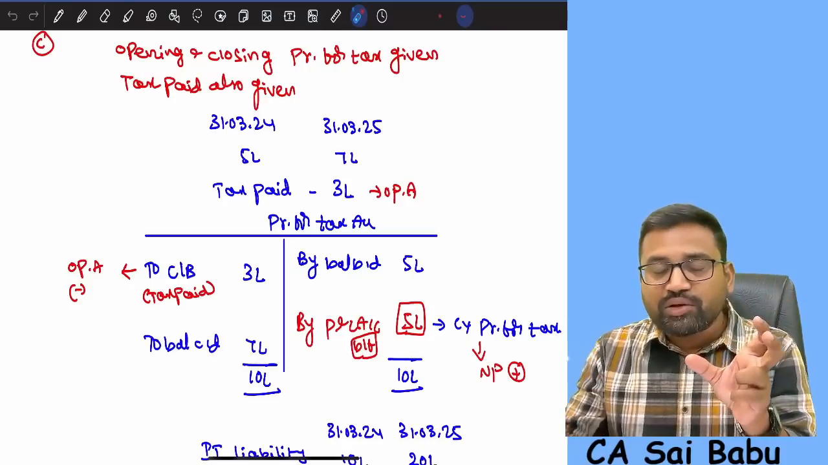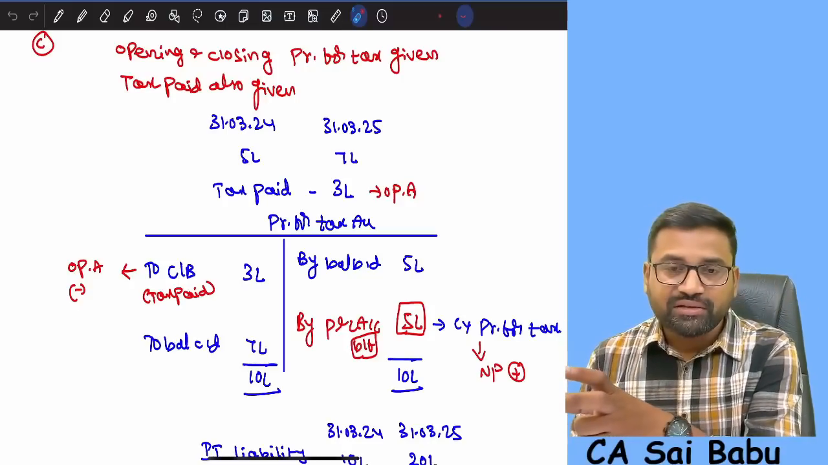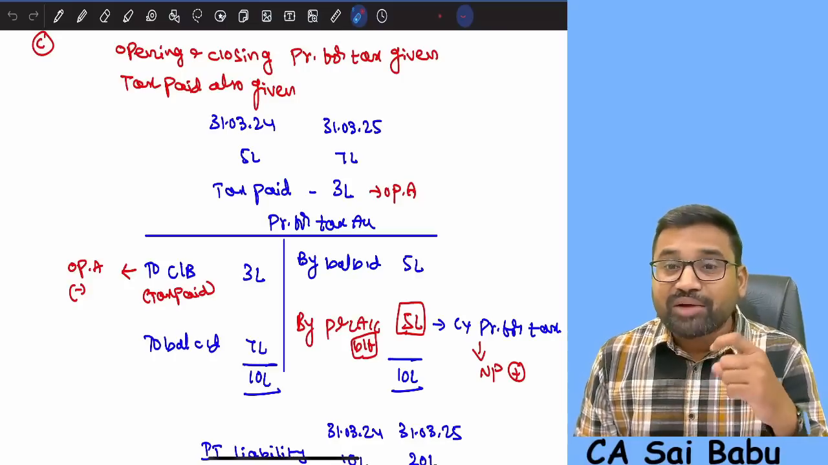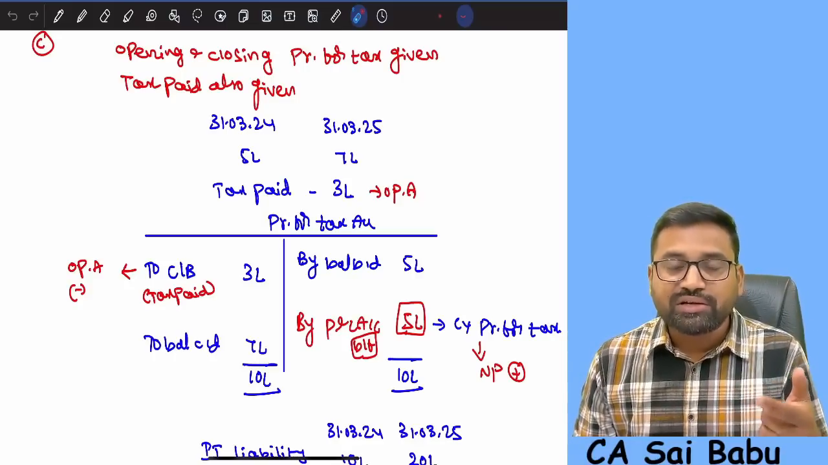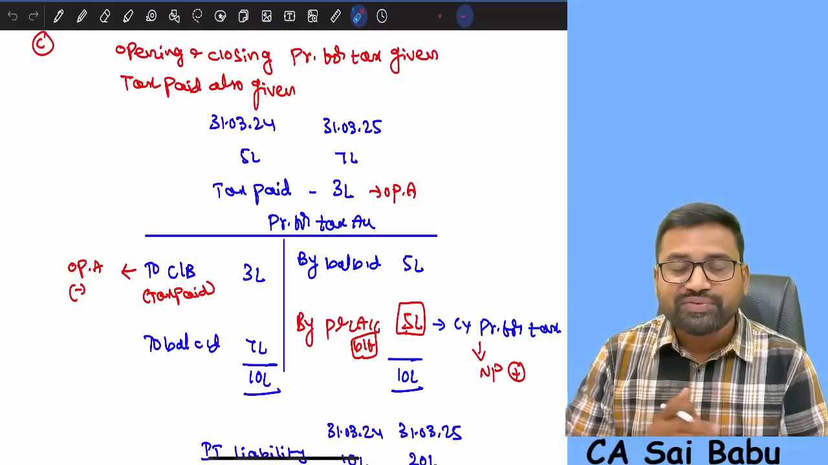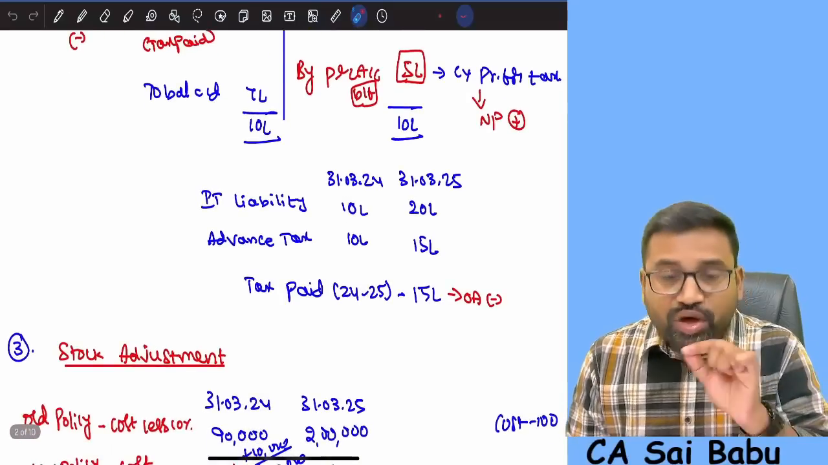Suppose opening given, closing given, tax paid given. If it is given, directly consider it in operating activity. And the balance figure is nothing but current year provision for tax. When net profit before tax is not available in the indirect method, and you want to find out cash flow from operating activities, for that, this provision for tax you should add back. And there is one more adjustment, sir.